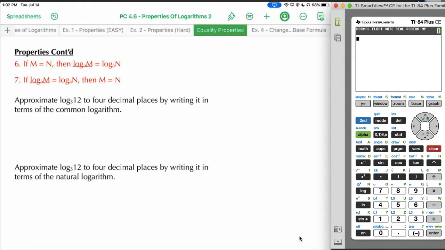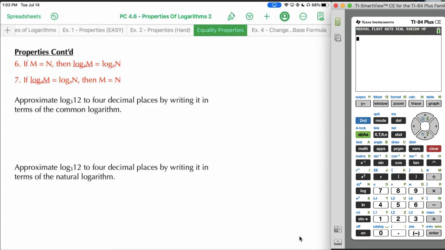All right, so this is our second video for section 4.6 over properties of logarithms. And in this video, we're focusing on two very important equality properties of logarithms, okay? And they're going to lead us to a very, very useful formula known as the change of base formula, okay? So the properties are listed in red here.